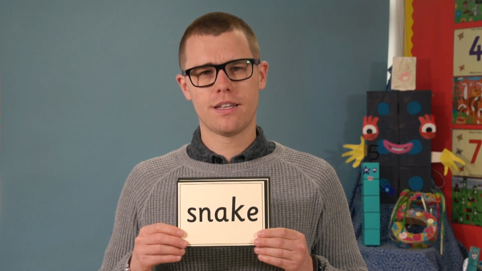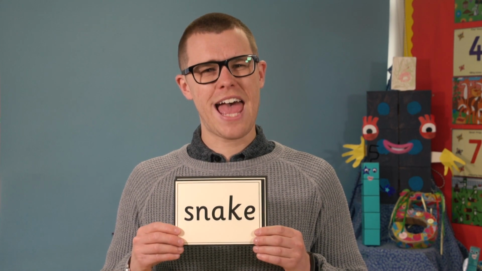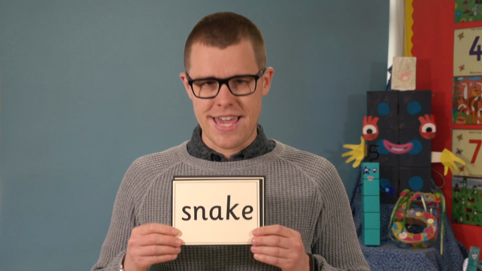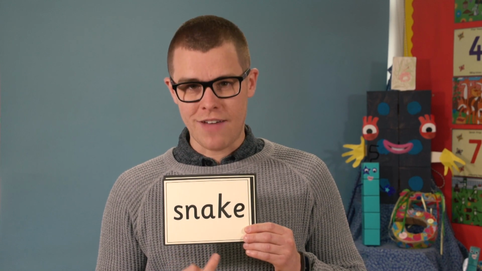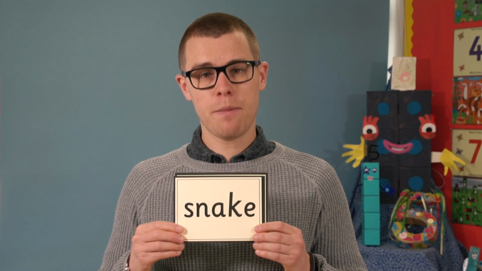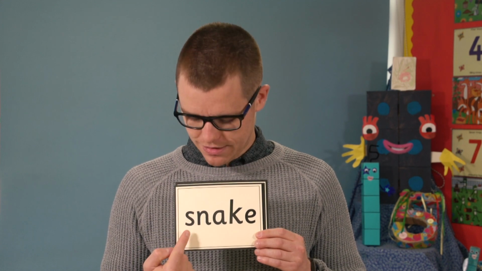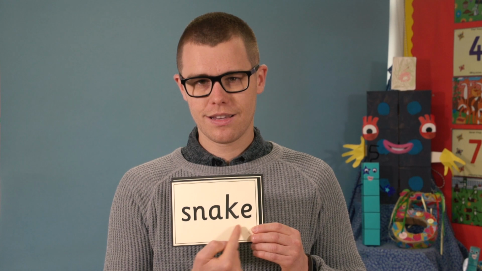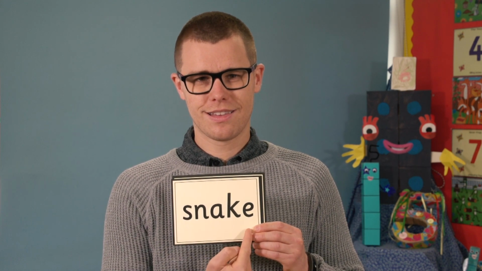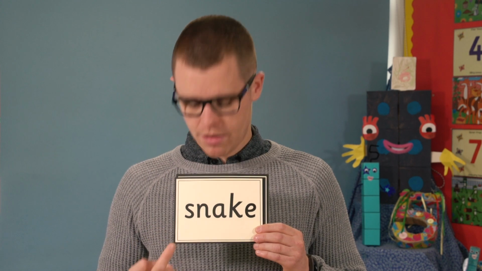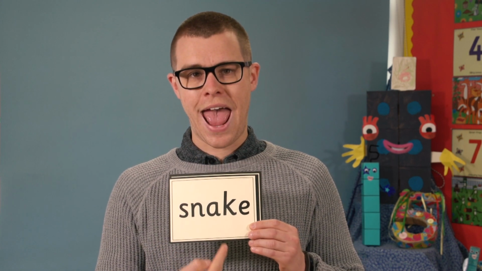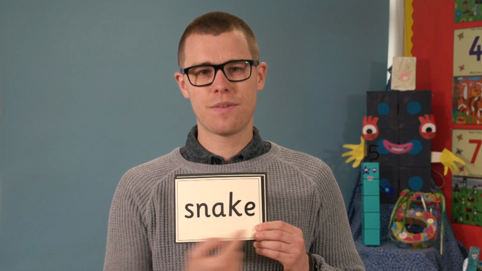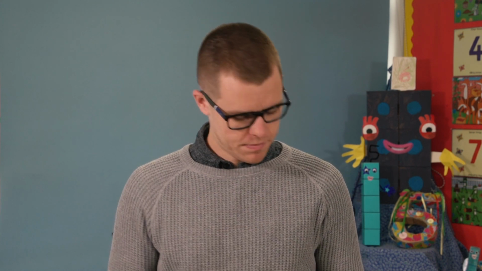What about this word? Can you spot the grapheme that says A? Yes, there is a split vowel digraph that says A. Now read each sound as I point and blend to read the word. Let's read the word together. S, n, a, k. Snake. A snake is a reptile. This is a snake.